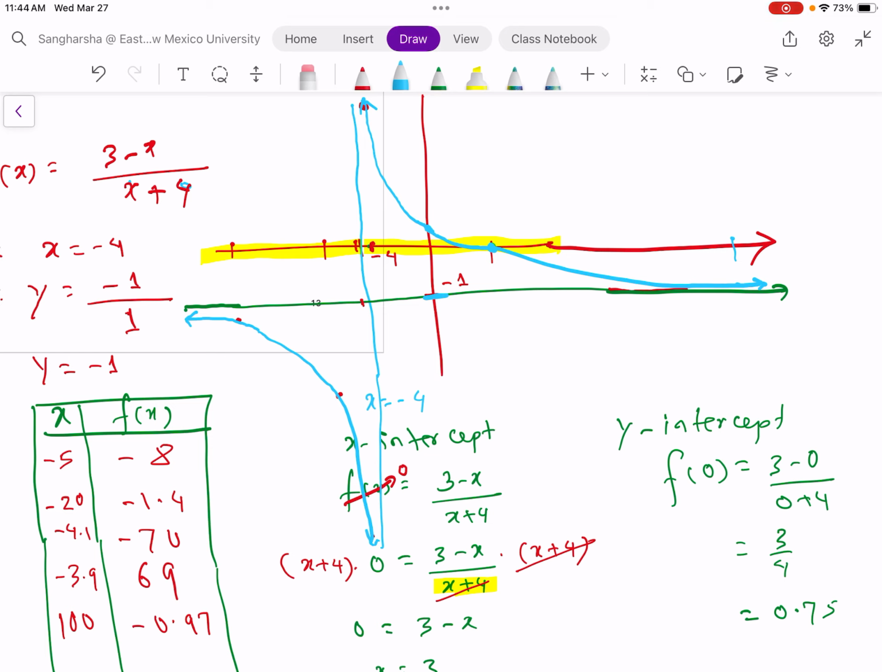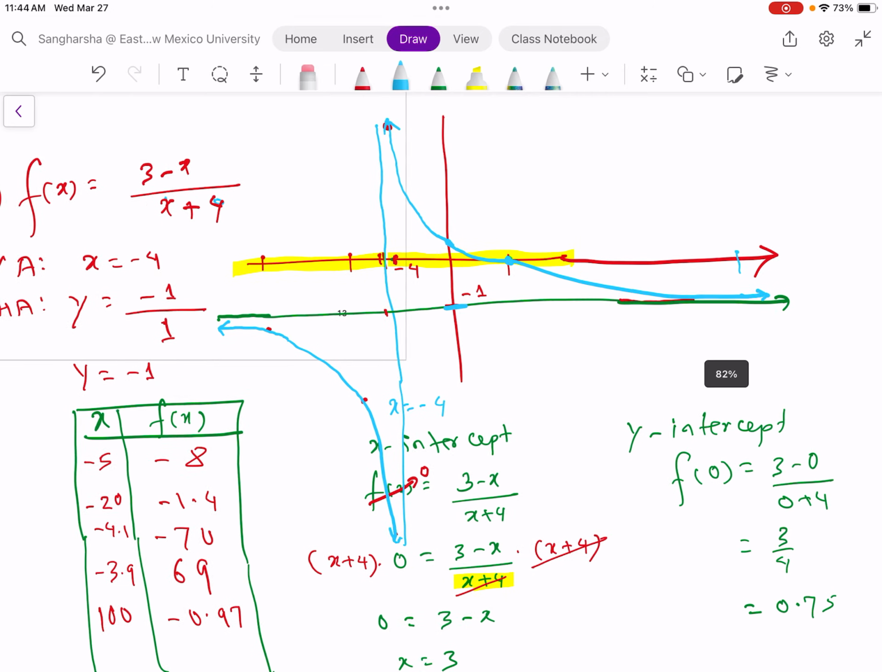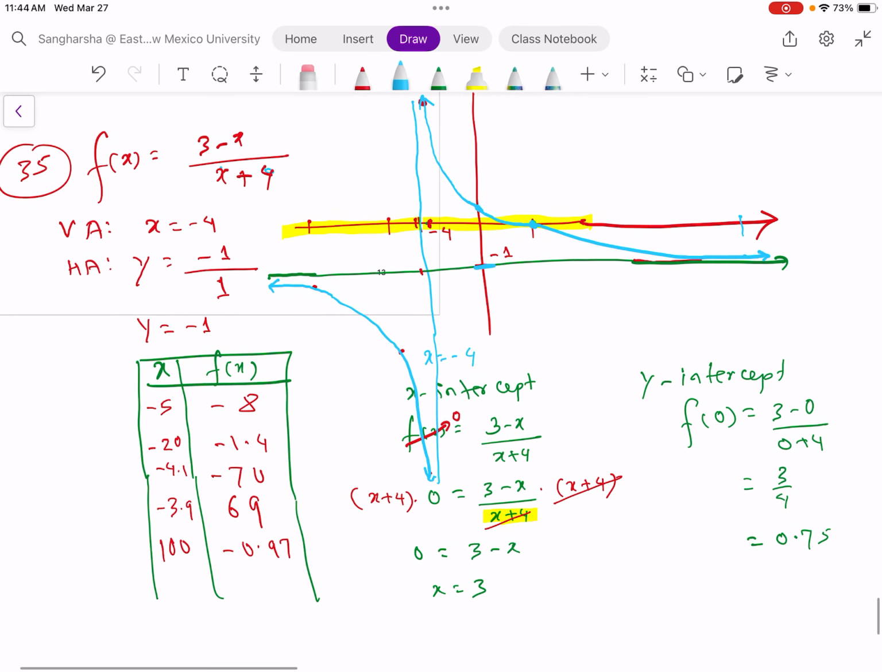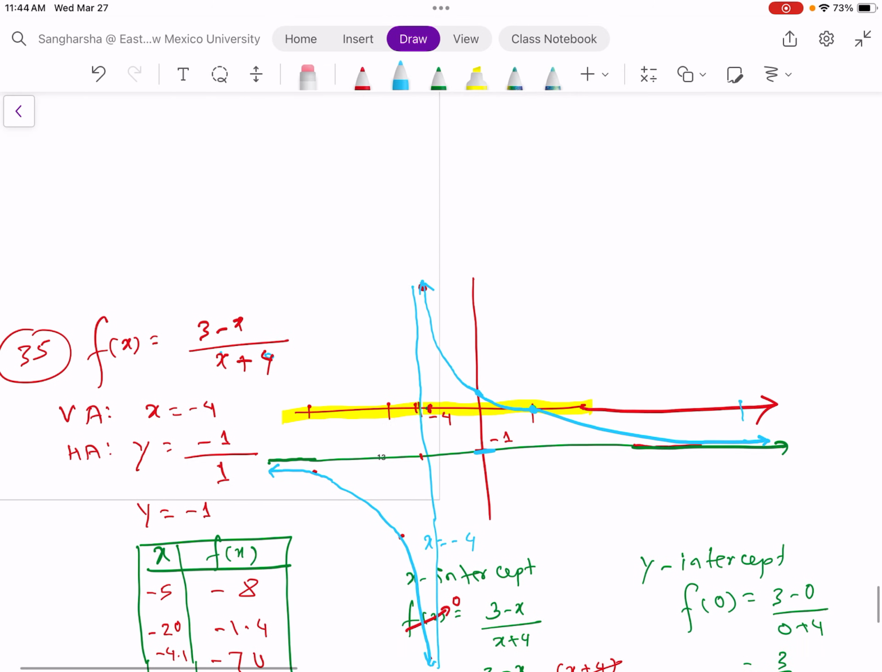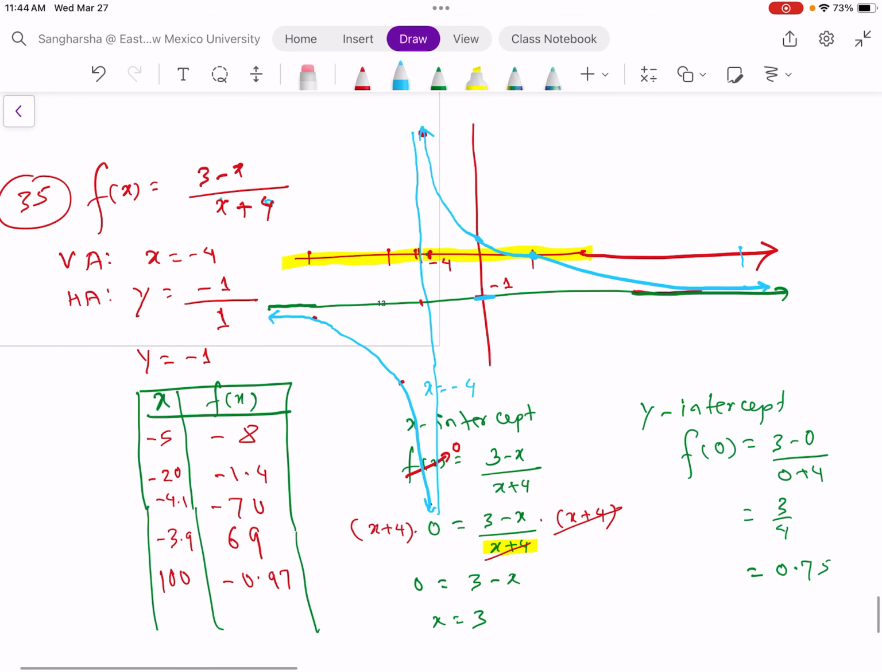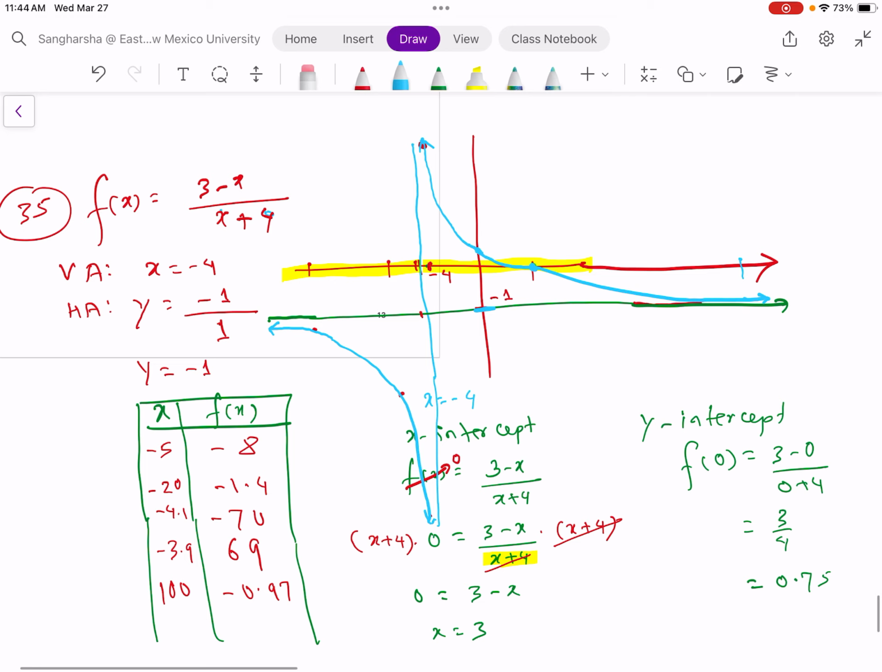So this is our graph for this rational function. Let me know if you have any question. You need to practice here. And you can always check this with a graphing calculator. If you have a graphing calculator, you can always use it to make sure you have the correct graph.